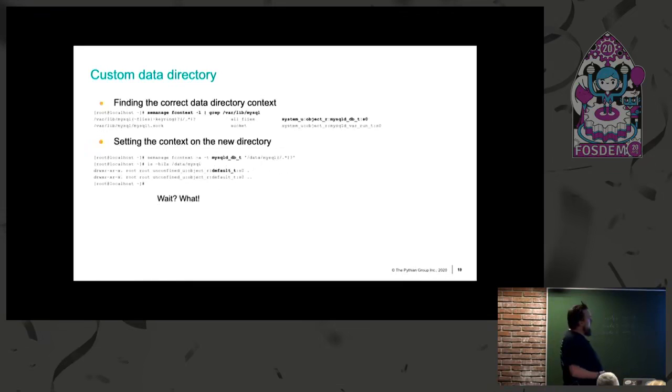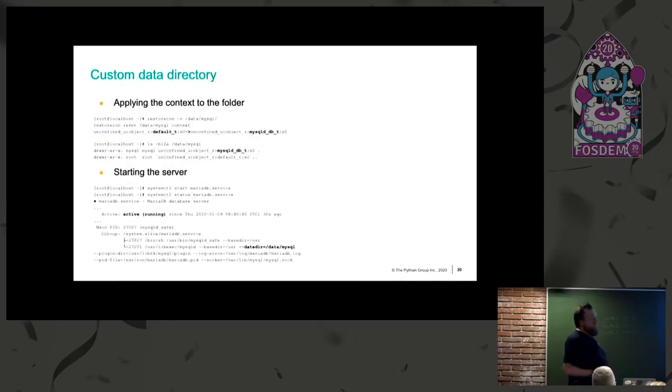So we were then finding the right data directory context. On /var/lib/mysql, this is the default context. We tried to just set the context to the data directory context, and then we did an ls again, and hey, wait, we changed this, but it didn't change anything. So you still have to apply that if you change that, something we learned.